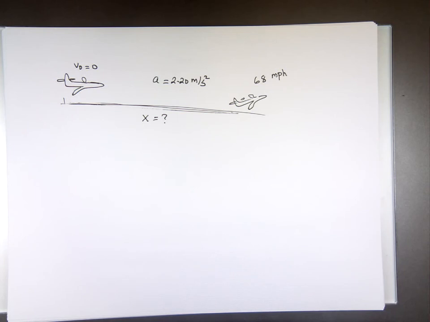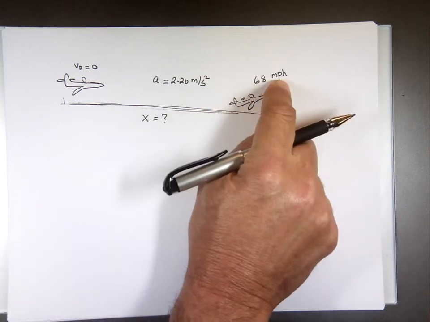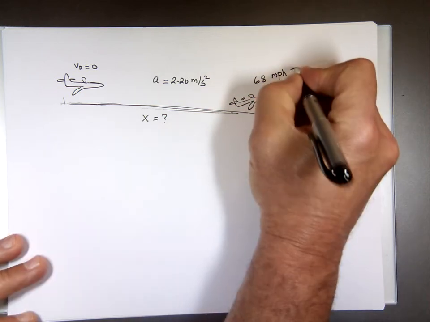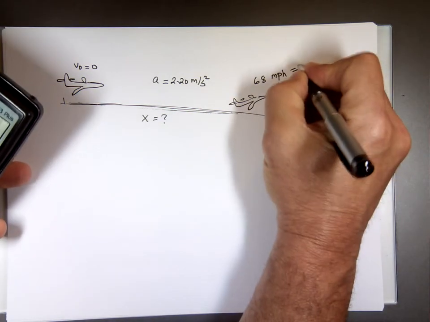The only thing I don't like is this number. That's in miles per hour, right? I have to convert that to meters per second. So divided by 2.24, roughly 30.4 meters per second.